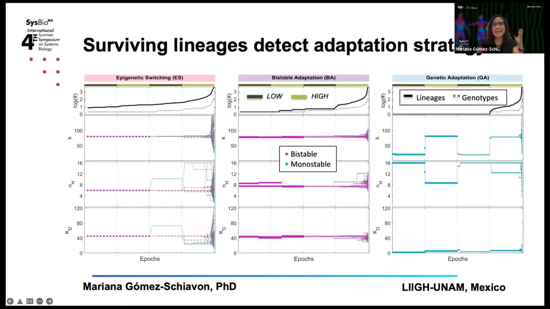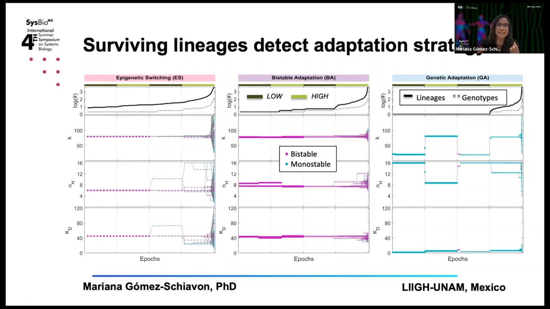Now, linking these mechanistic observations to the strategy used to adapt to the fluctuating environments was not trivial at all. It wasn't until we looked directly at the surviving lineages in the population that we could effectively assign the strategy to each of our populations in the evolutionary simulations. But once we have the surviving lineages, which we can extract without problems from our evolutionary simulations, it is actually very easy to differentiate between the diverse strategies.